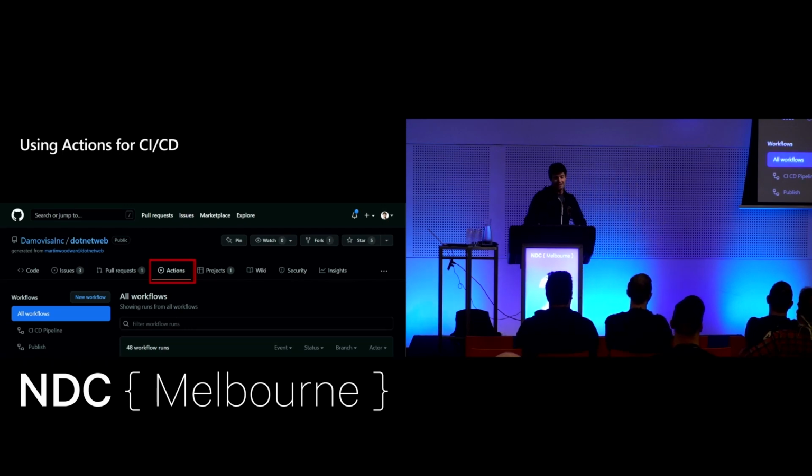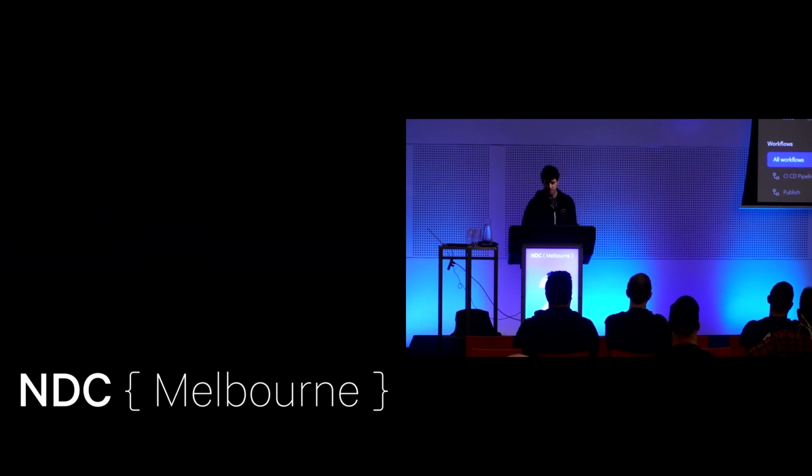To get started, in your repository, you can just go to Actions. So let's jump out of that for a bit. Here is my github.com, and I'm going to go to Demo Visa Inc. .NET Web.